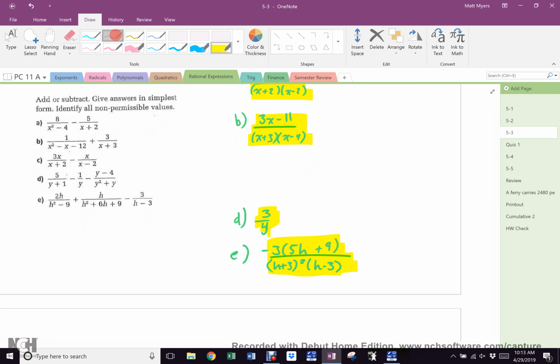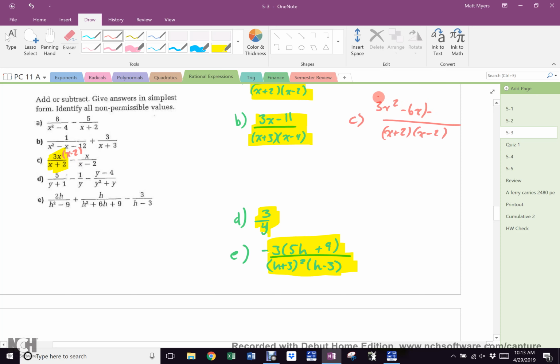So let's work C. No factoring to do, yes? What is the common denominator? X plus 2, x minus 2. Is everybody, you good to there, Hallie? Okay. This side over here has x plus 2. What does it need? X minus 2. So I multiply this by x minus 2 to get 3x squared minus 6x. Yes?